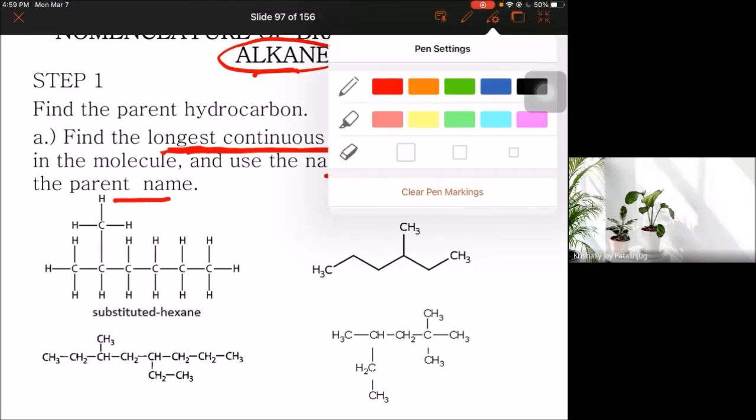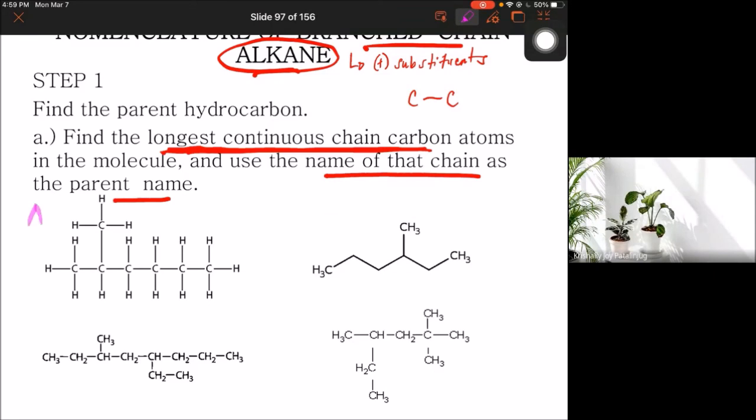So, for example, in this given example, letter A, how many carbons are there in the longest continuous chain? These are terminal carbons. This one can be a terminal carbon, this one too. So, it's up to you where you will begin looking for the continuous chain of carbon. This part is one potential continuous chain and the longest chain.